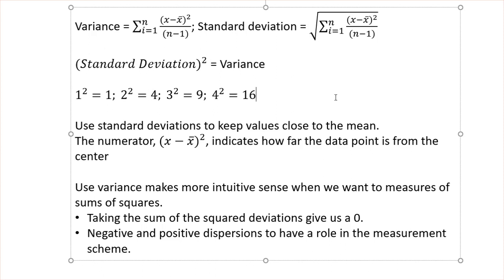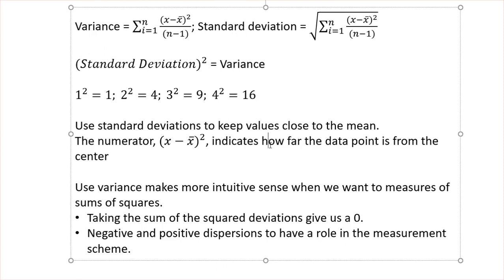We use standard deviation when we want to keep values close to the mean. As you can see from the numerator, it indicates how far the value for a particular observation, for instance x, is from the center or the mean. X bar is the mean. And to assess variability, we square the difference between x and x bar.